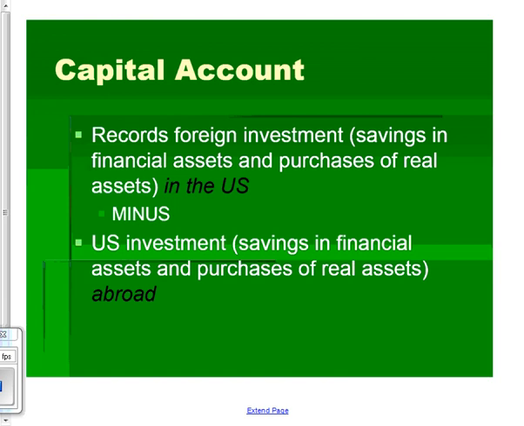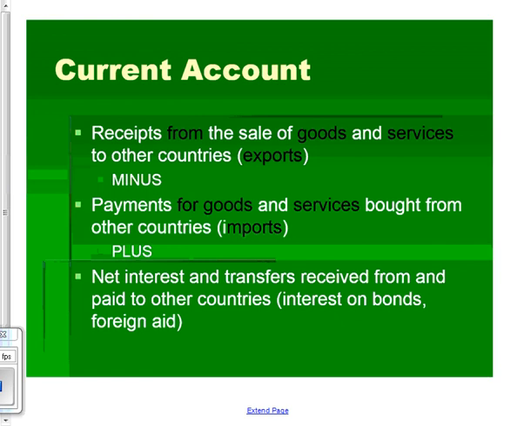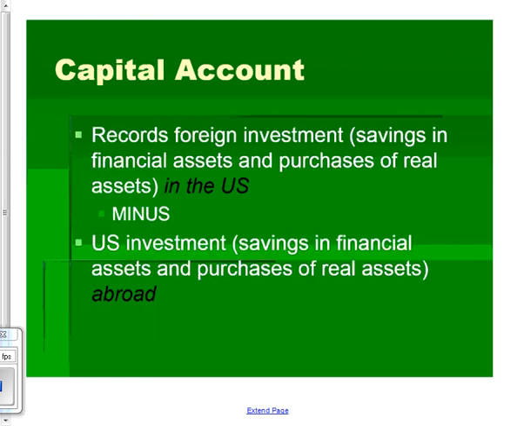The capital account is basically money. So current account is basically focused on things. Capital account is focused on money. So you can see there it's foreign investment in the U.S. So savings and financial assets and real assets. So real assets would be if a foreign company purchases property here.